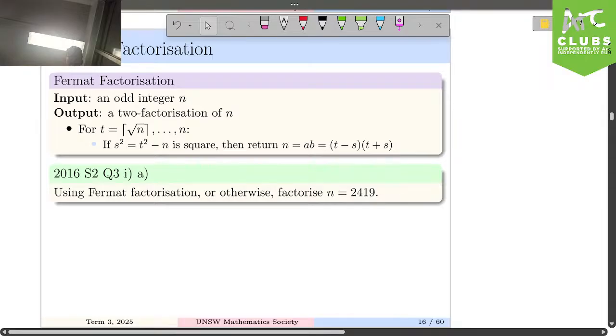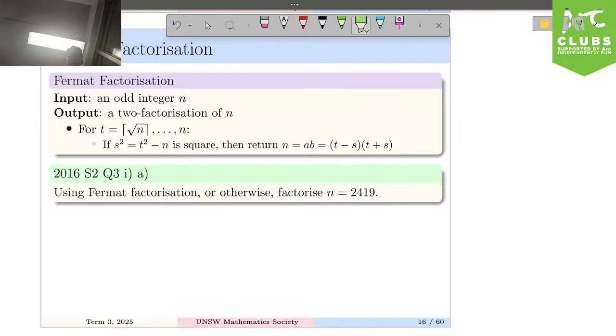So now what we're going to do is Fermat factorization. This kind of factorization technique applies when n is suspiciously close to a big square number. So here, n is equal to 2,419. That's suspiciously close to 2,500, which is 50 squared. So we're going to rely on this equation here.